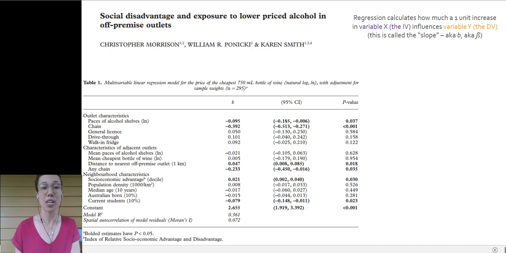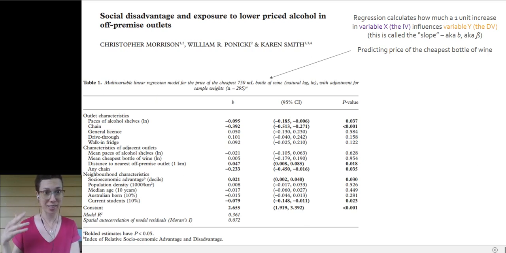What we're seeing here is a study on social disadvantage and exposure to lower priced alcohol in off-premise outlets. We're just going to focus in on a couple things in this table as well. First, of course, we want to figure out what's being predicted here. What is the dependent variable that we are looking at here? If we read the heading, we can see multivariate linear regression model.